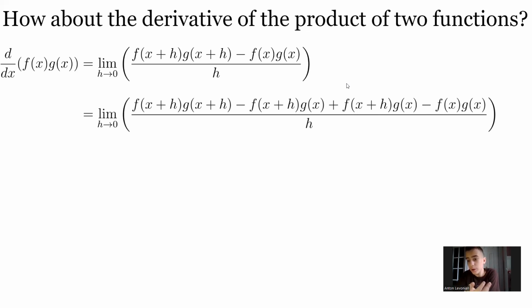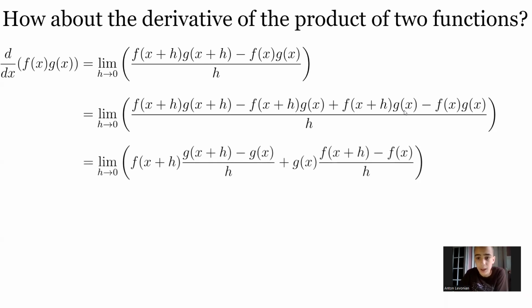I personally do not know how whoever invented this product rule thought of this. It seems pretty hard to think of this just by yourself. He probably noticed some sort of pattern and found a substitution that will make this work. But this manipulation actually does yield a fruitful result, because from these first two terms we can pull out the f of x plus h. And then from these last two terms, we can pull out the g of x.